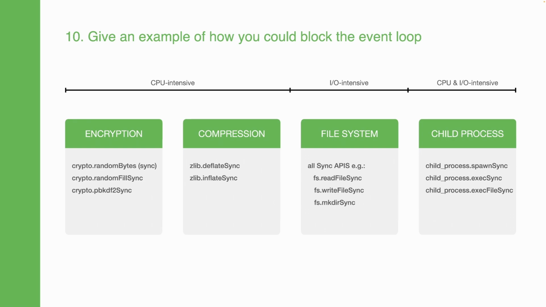execSync has a similar use case. It serves to run shell commands in a child process. The last example of a blocking API, execFileSync. It is used when you want to synchronously execute an external executable rather than a shell command and wait for its completion before proceeding.